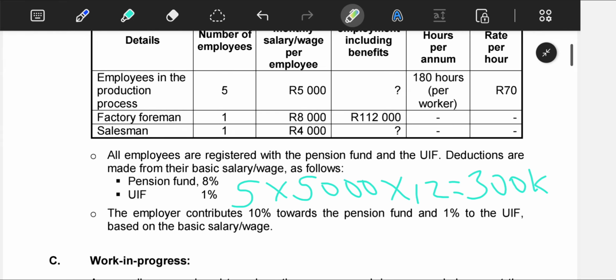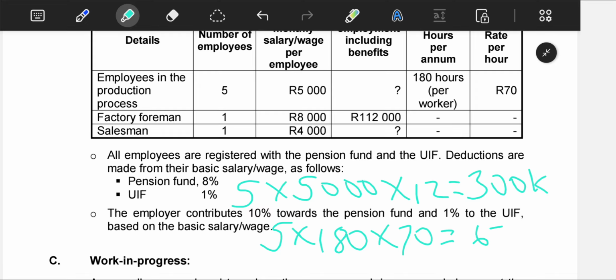Right. Then, now you're going to say your 5 employees multiplied by 180 hours multiplied by how much per hour? 70 rand. And how much do you get? 5 multiplied by 180 multiplied by 70. You get your 63,000. Right.